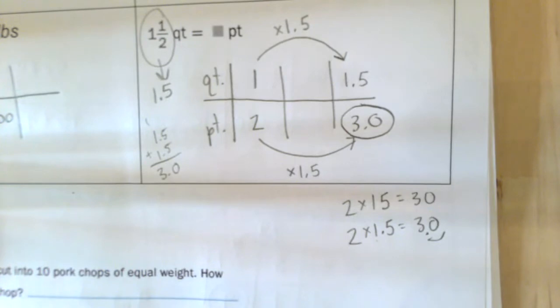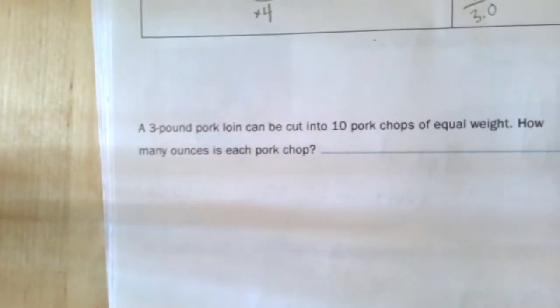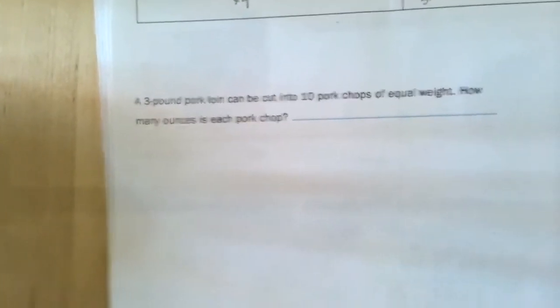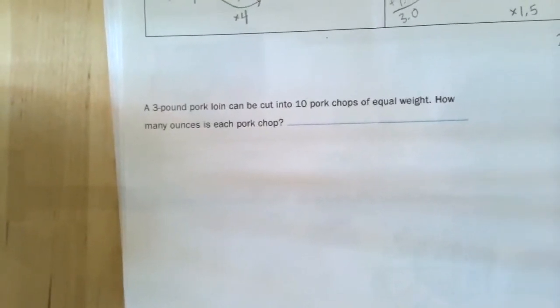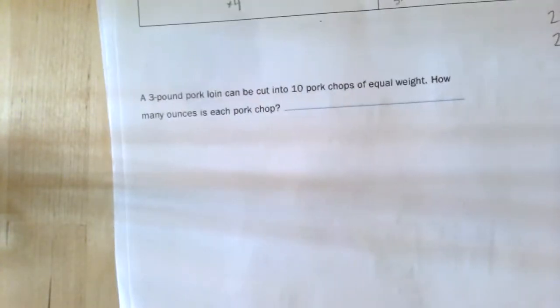It'd be 3. All right, let's try a word problem. Then we're going to do a couple more together. Then you're going to try some on your own, but you'll still be able to check with me. Let's see here. We have a 3-pound pork loin that can be cut into 10 pork chops of equal weight. How many ounces is each pork chop?